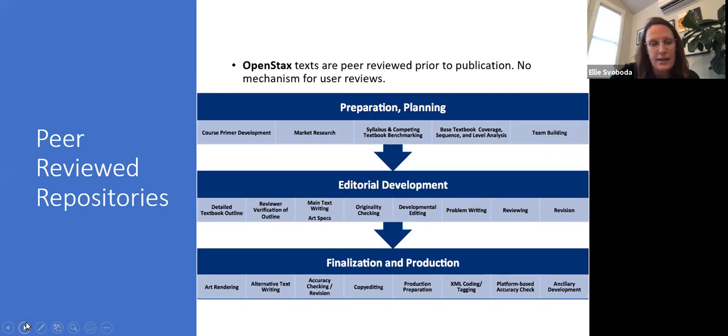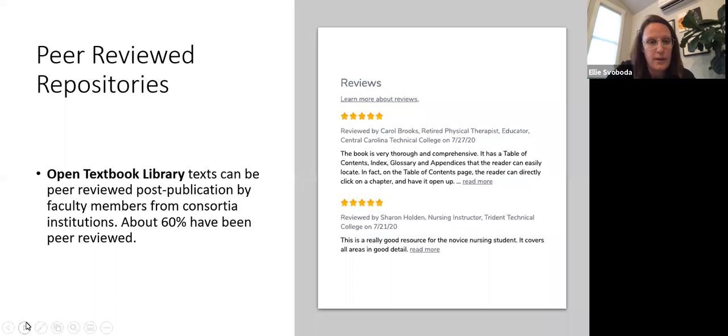On the next slide, we have the Open Textbook Library, where not everything is peer reviewed. However, previously when I created these slides, I'd found that about 60% were peer reviewed, but I was in a session earlier today that said it's now closer to 80%. So there's a higher likelihood that your work will get peer reviewed in something like the Open Textbook Library.